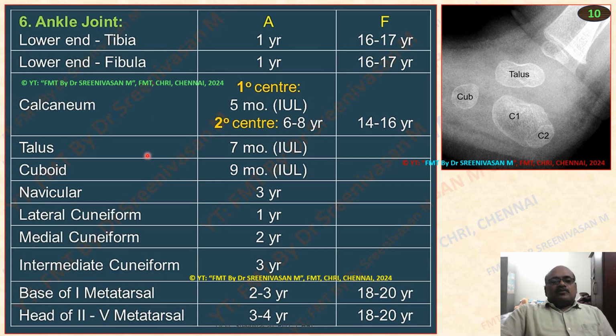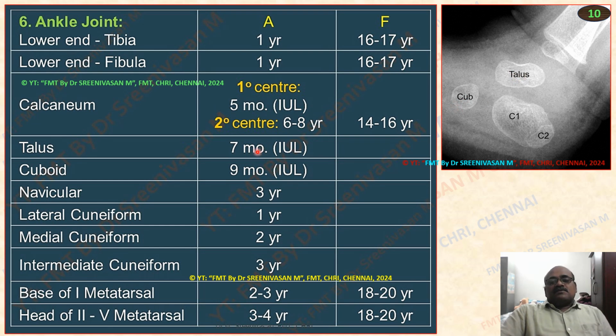Then moving on to this talus bone, its appearance is by 7th month of intrauterine life. Then cuboid, 9th month of intrauterine life. This is the talus, which is the cuboid, right? Above, on top, is the talus.